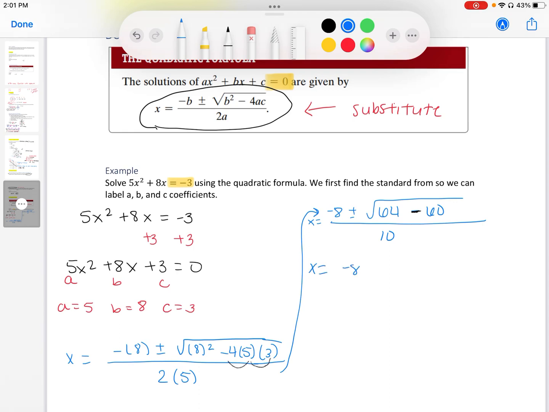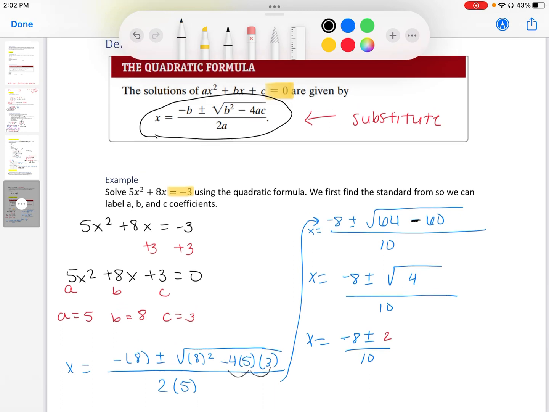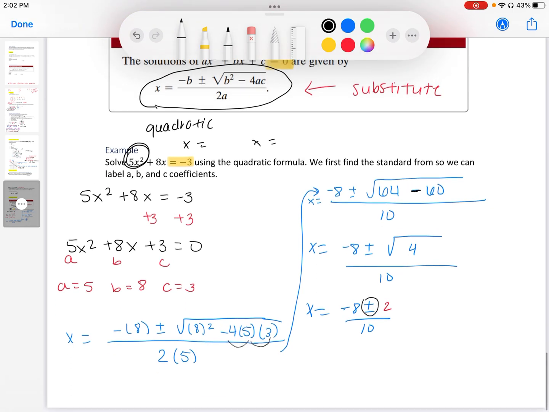So I have x is equal to negative 8 plus or minus the square root of 64 minus 60, which is 4, divided by 10. And we clean it up each step along the way. So we have negative 8 plus or minus the square root of 4, which is now 2, divided by 10. Because this is a quadratic, meaning my highest exponent is a 2, it means that we have two answers for x. x equals a number and x equals a different number. It can be the same number, that's possible. So this is actually giving us two options because of the plus or minus.